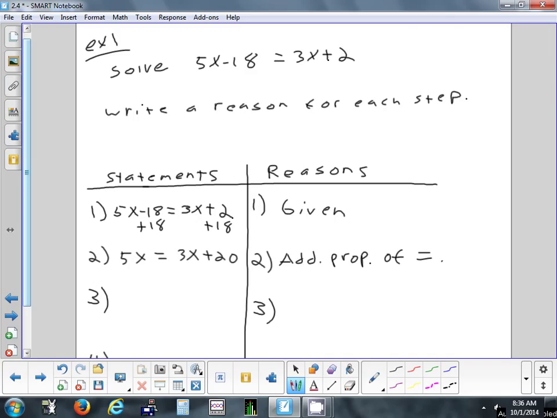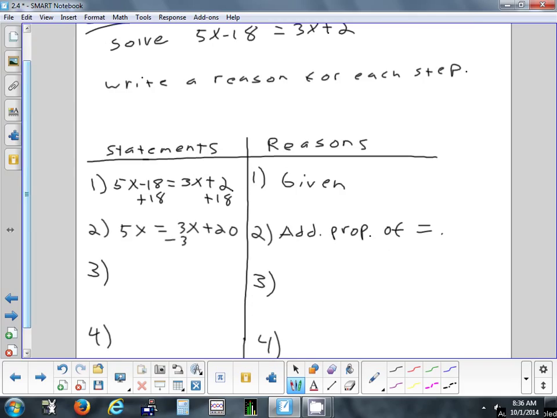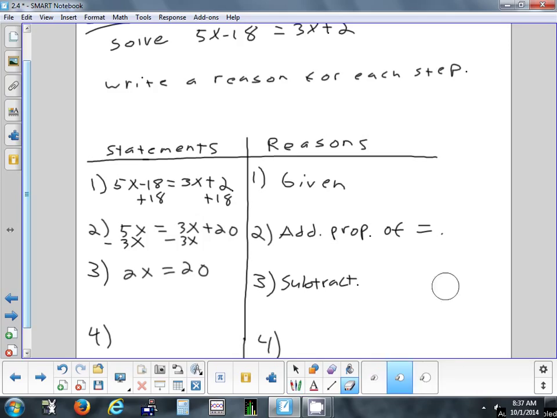Okay, and Connor, you said, what was my next step? Subtract 3x. Okay, so subtract 3x. Good. So we get 2x equals 20. Somebody different, tell me what's the reason I can do step 3. Kira? Yeah, this is the subtraction property of equality. Sometimes I spell out subtract a little bit more, because if you put SUB, you might think substitution. So it's the subtraction property of equality.